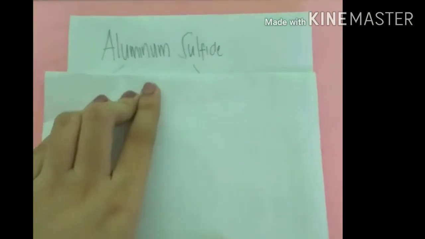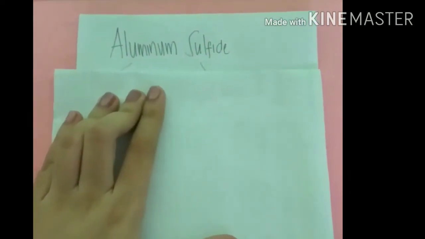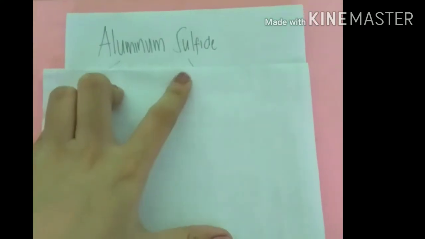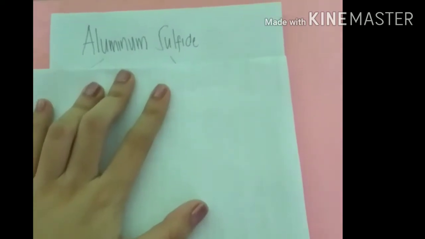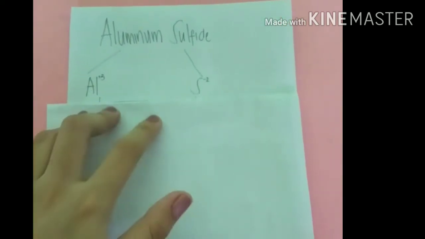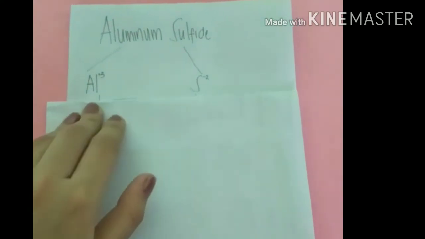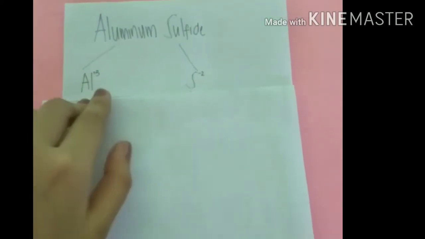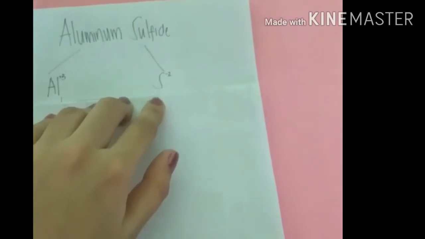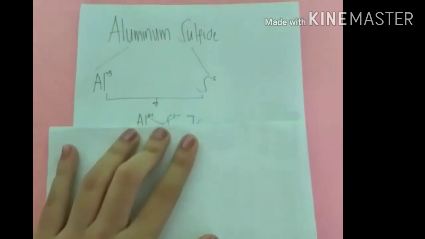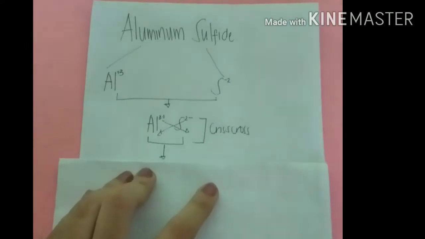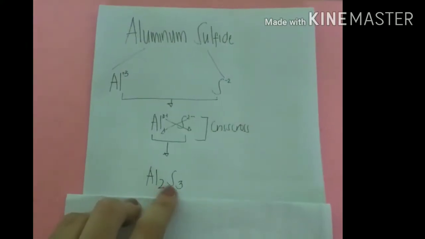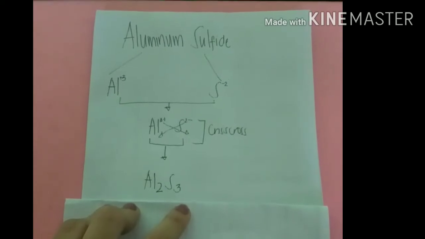The second example is aluminum sulfide. Again, the first step is to determine the cation and anion. The cation is aluminum and the anion is sulfide. The second step is to determine the charges of the two elements using the periodic table. Aluminum has a positive 3 charge and sulfide has a negative 2 charge. The third step is to crisscross the charges of the two elements, and then we will have Al2S3 for the chemical formula of aluminum sulfide.